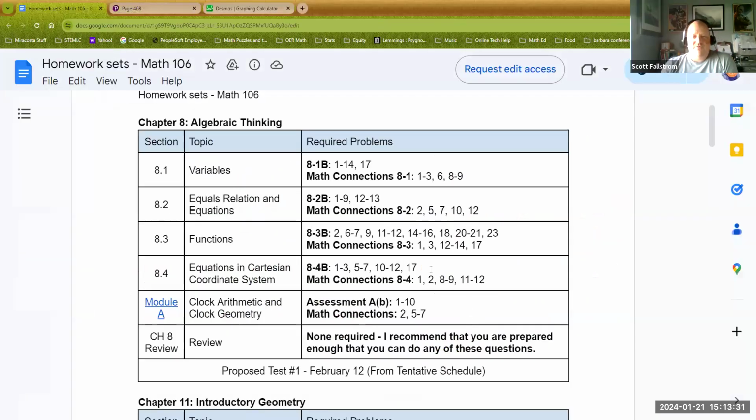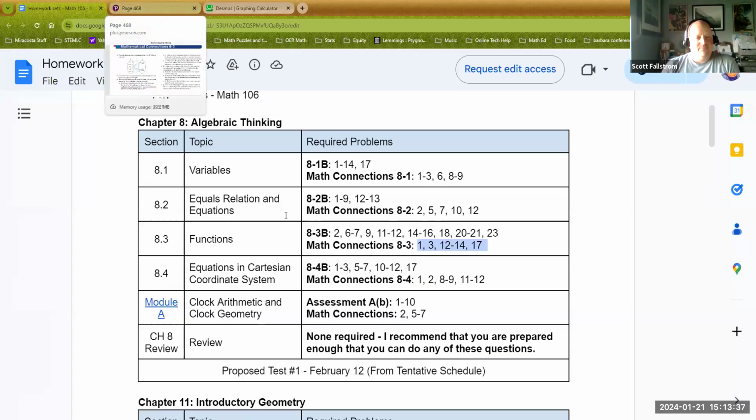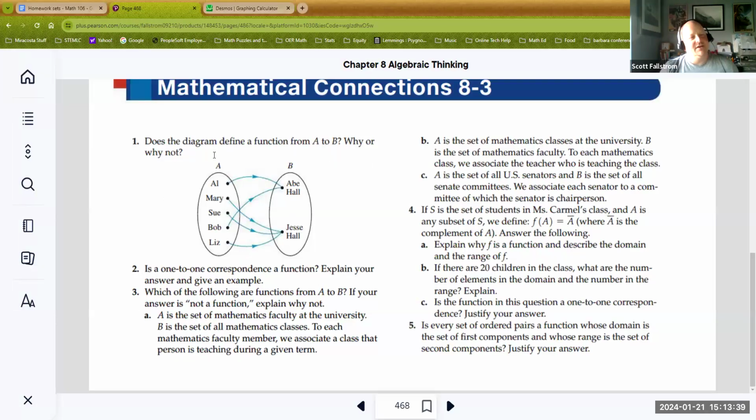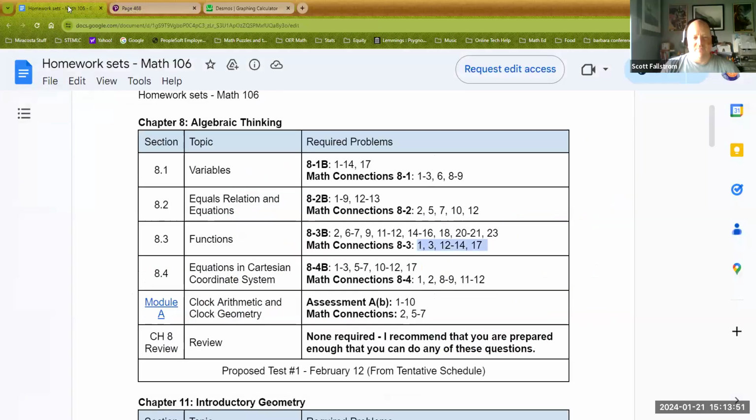Now, if you take a look at 8.3 Math Connections, there's not a lot. 1, 3, 12, 13, 14, and 17. So number one, as you take a look, it asks you, does this diagram define a function? Key here is making sure you remember, what is the definition of a function? What does a function do? What does it mean? How can I use that?